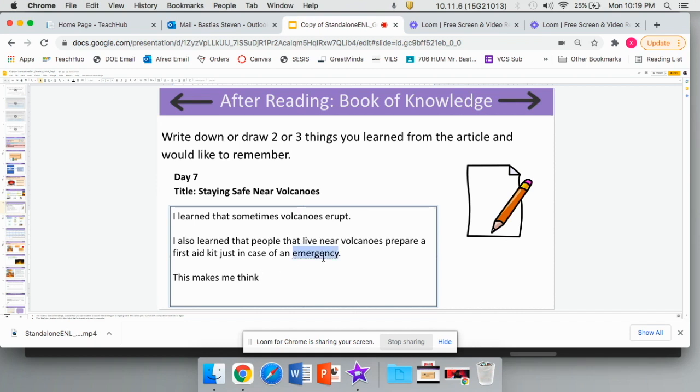This article makes me think of Moana, because Moana had a volcano monster, and this volcano reminded me of that. What did you write down in your book of knowledge?